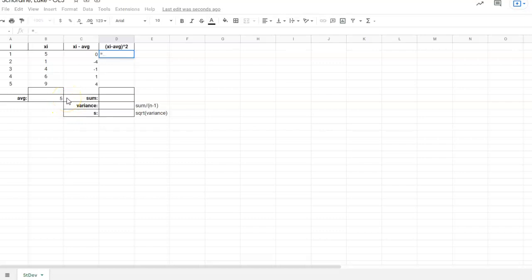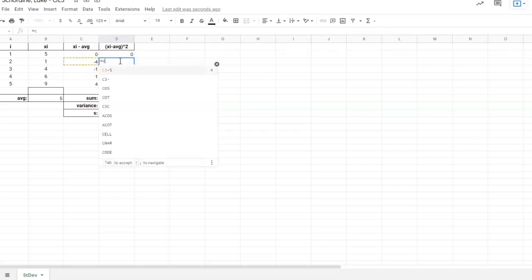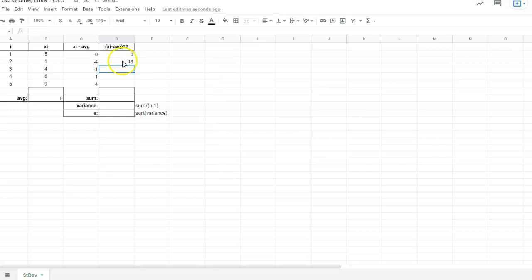I'm going to put equals, and you know that to square a value means to multiply that value by itself. So I want to square C2, whatever's in C2. So I'm going to do C2, and then I'm just going to use the asterisk key here. That means multiply. I'm going to multiply by itself. So times C2. Easily done. All right, so that 0 times 0 is obviously equal to 0. I know that negative 4 times negative 4 should be equal to 16. So there should be a 16 here. How do I get that? Well, I'm going to put equals, then C3 times, you guessed it, itself, C3. And of course, that's 16.